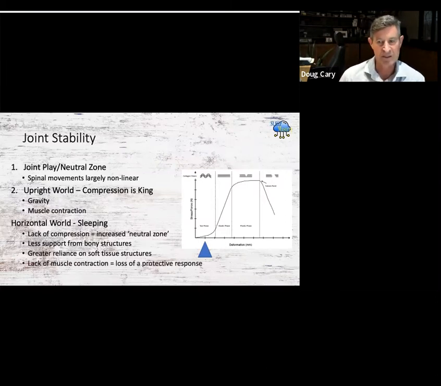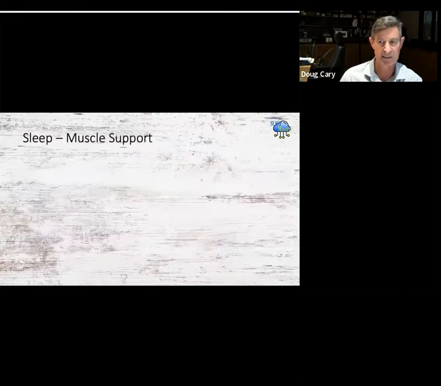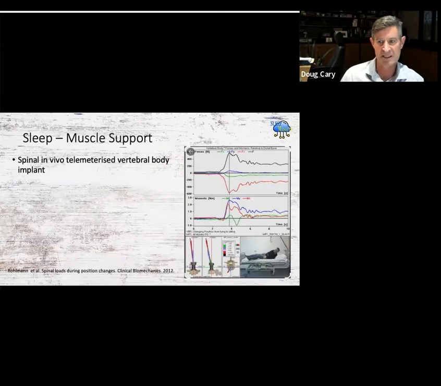And of course, we run into another problem there, though, that at nighttime, when we're asleep, basically our muscle system is asleep. So we lose that protective response that we would have during the day. So a little bit of a diversion, but we can actually measure this.